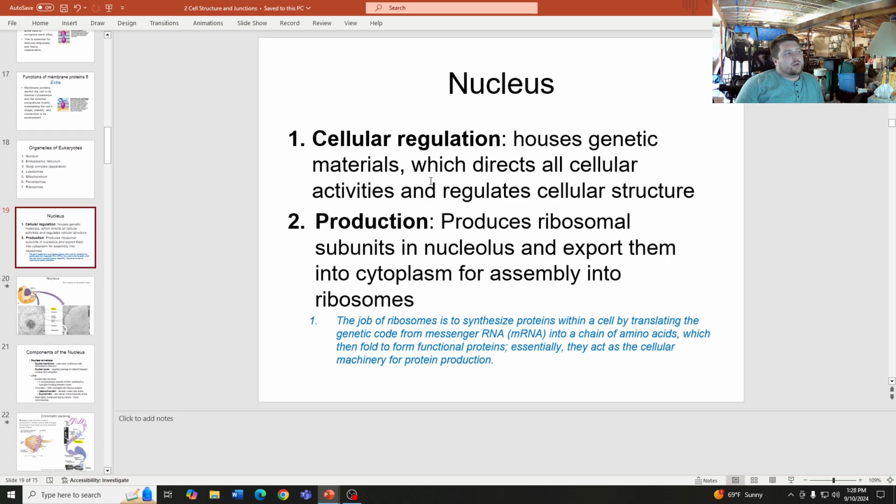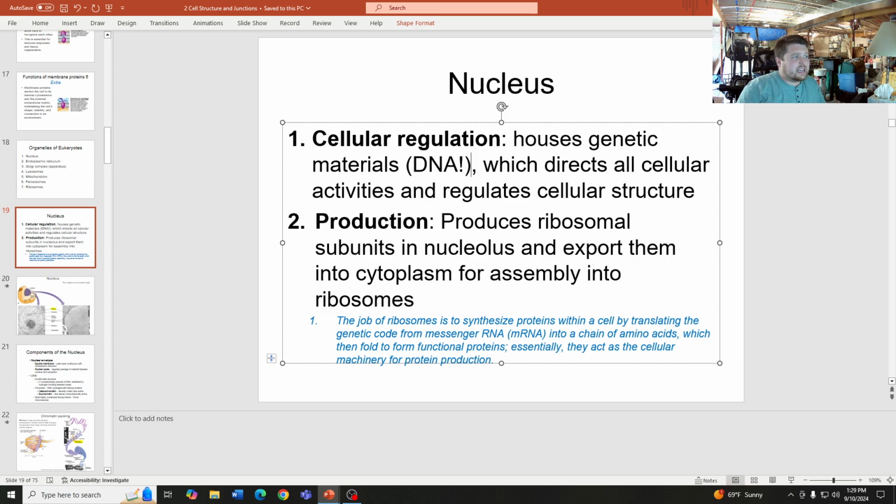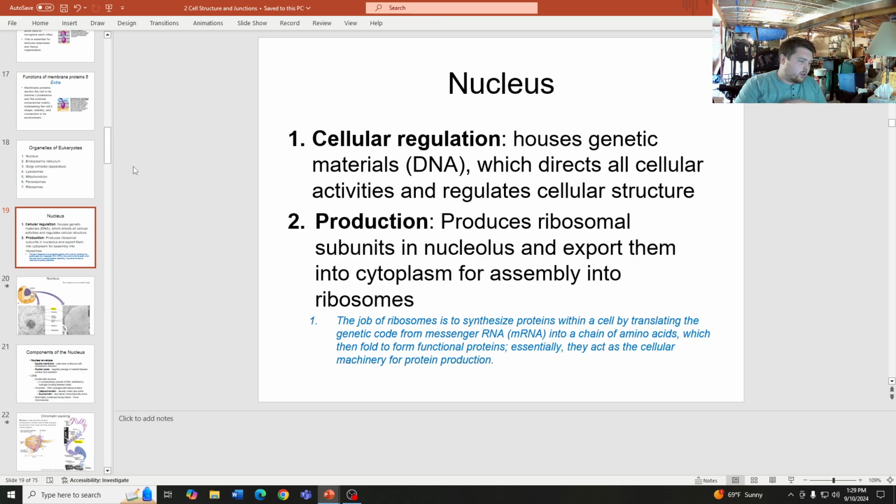nucleus. The nucleus is kind of the control center of the entire cell. It regulates the cell because it contains the genetic material, that DNA, which codes for our life and for all of our proteins and everything else that we need to survive.